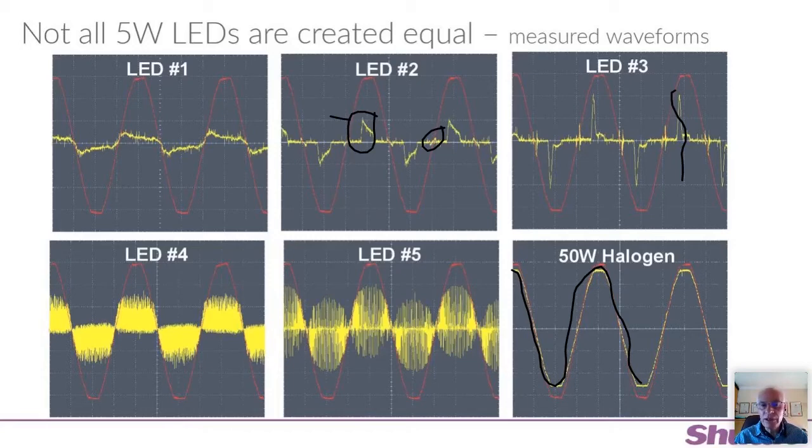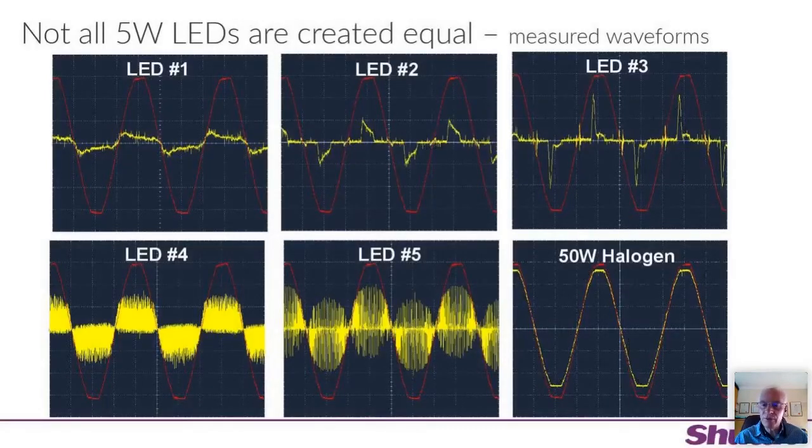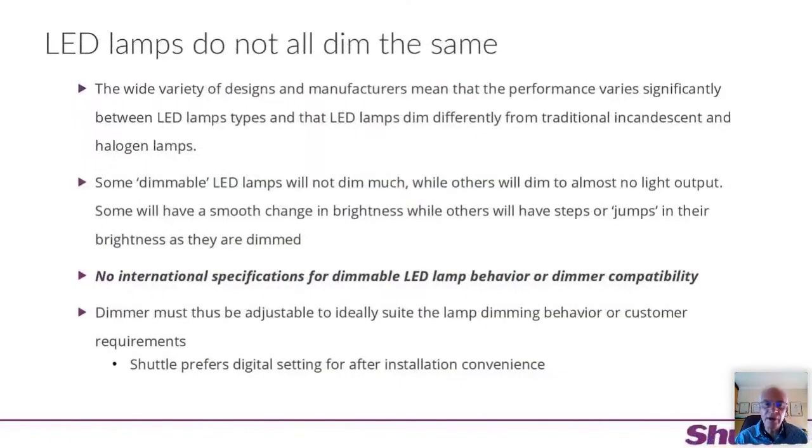Once again, importantly, the waveforms are not a reflection, well, LED 1, 2, and 3, which are very typical occurrences in the market, both South Africa and abroad. It's not a reflection on the lamp quality or reliability. It's purely how the lamp is designed.